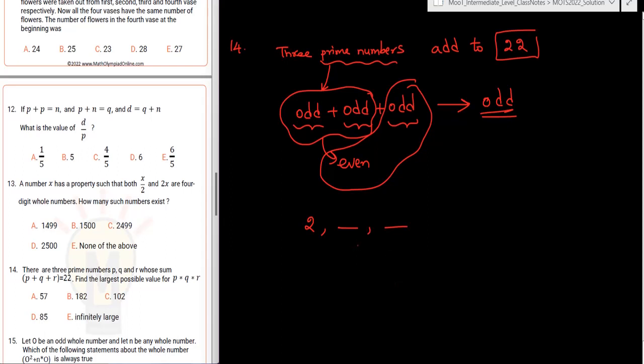But this is the only way you can add up 3 prime numbers to get an even number. Otherwise, it's going to give you odd. All cannot be odd. So there has to be one even, and the only even prime number is 2. So we have solved half of the problem.